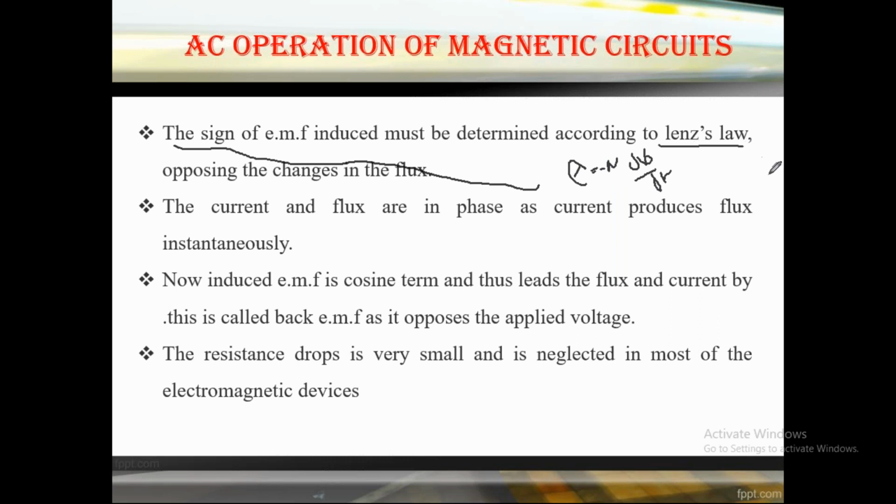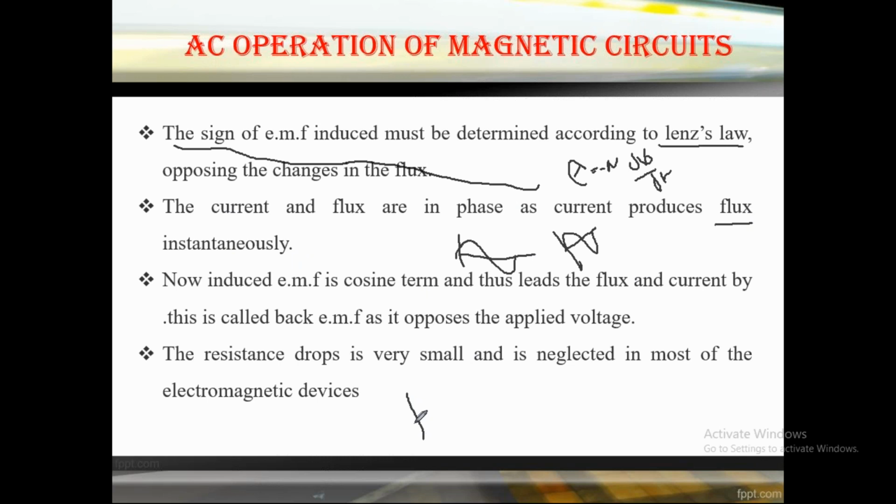Lenz's law. Now, when the current and flux are in the same phase, suppose you take the current like this, in the form of a sine wave. Due to this current, the flux will also be generated in this waveform. So these two parameters are in the same phase. Due to this, the flux will be produced instantaneously.